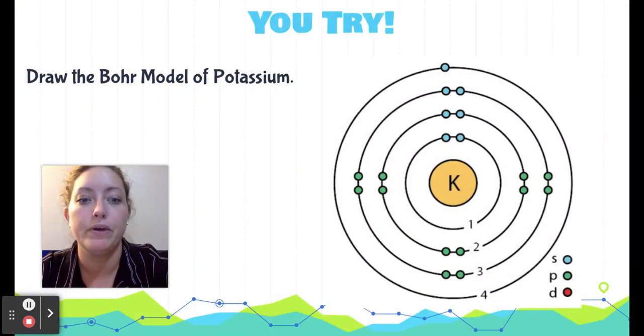Same thing for potassium. So you have quite a few electrons here. You just start with the inside, go to the next ring, go to the next ring, go to the next ring.